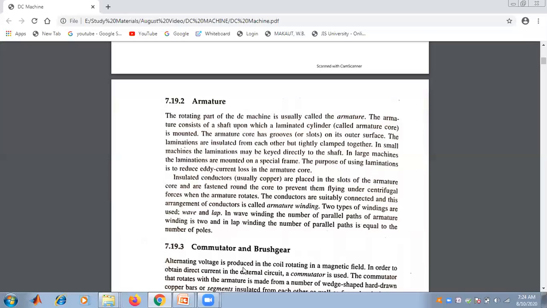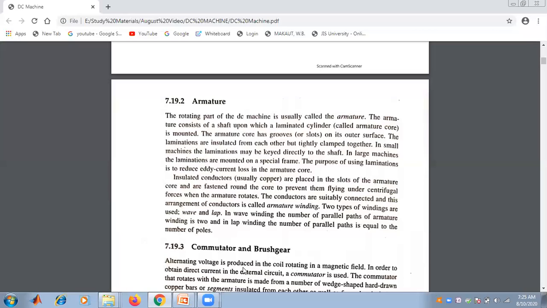Insulated conductors, usually made of copper, are placed in the slots of the armature core and are fastened around the core to prevent them from flying out under centrifugal forces when the armature rotates. The conductors are suitably connected, and this arrangement of conductors is called armature winding. Generally, two types of windings are used: one is known as wave winding and another is known as lap winding.